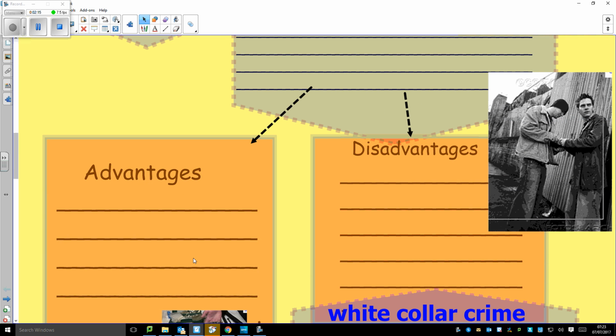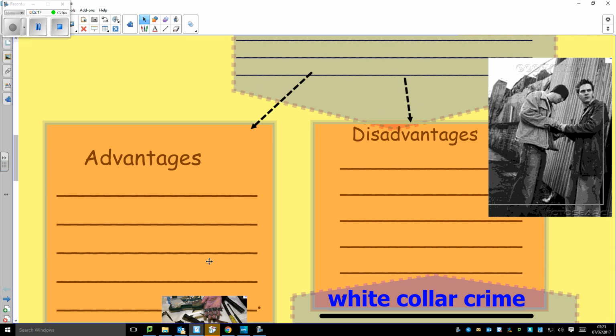So advantages, it picks up more crime, particularly the minor crime, the crimes that really bug people, the antisocial behaviour, the shoplifting, the stuff you wouldn't tell the police. It detects those, it tells us about those. It's good.